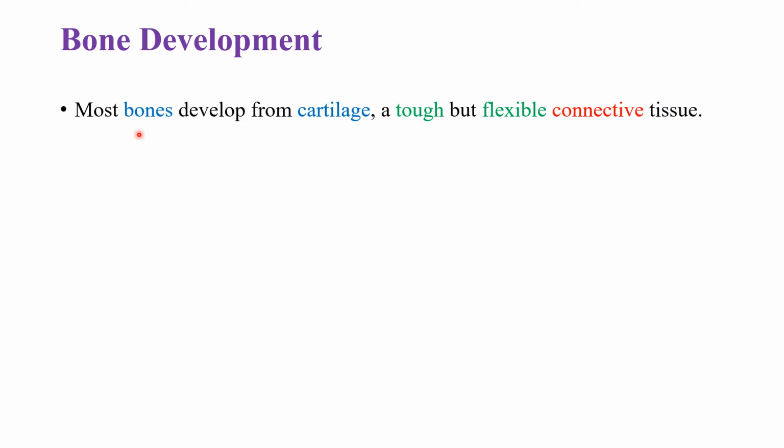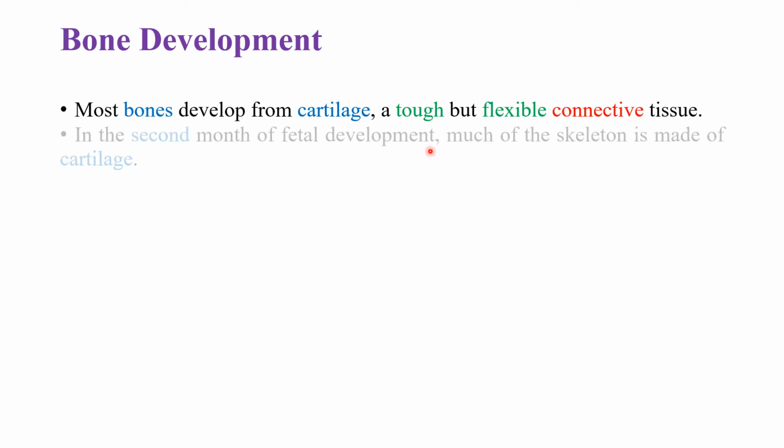We are continuing to talk about section 2, skeletal system. Bone development. Most bones develop from cartilage. What is the cartilage? It is a tough but flexible connective tissue. This is the definition of the cartilage.